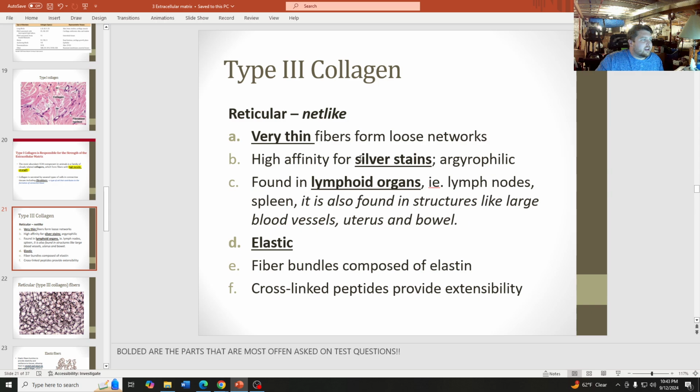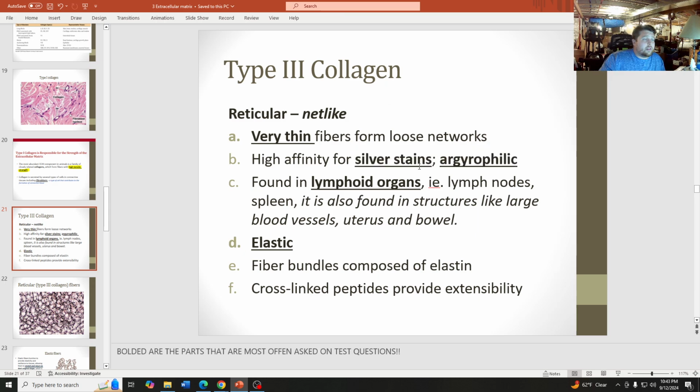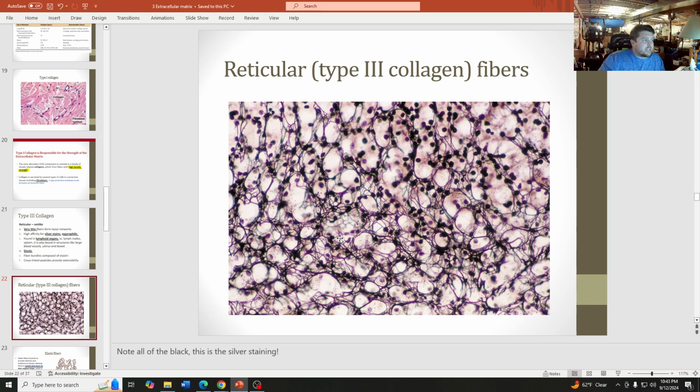They have high affinity for silver stains, are argyrophilic. Again, that's often a test question, whether they're in lab, because this is what that looks like. All the black, that's the silver staining. So you'll see this is the same thing in lab. And the test question is going to ask, what type of collagen is this? Or it's going to ask, what staining was used to do this type of collagen, or this type of stain?